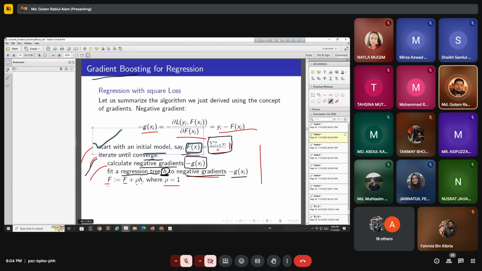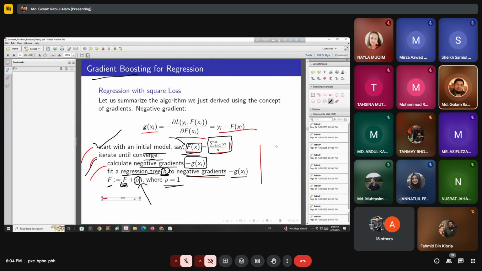And then we will update the model: the previously defined model F plus rho times h. Here h is the newly constructed regression tree, F is the base model, and rho is our learning rate. The learning rate can be 1 or any value, but it's better to set it to less than 1.